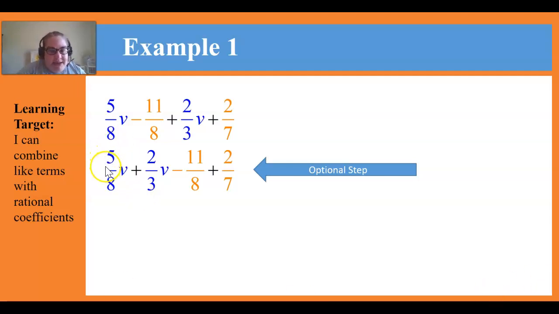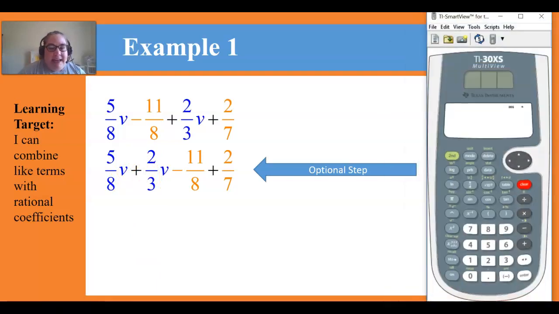So now my next job is to combine the 5/8 v and the 2/3 v. And I really do not want to work and get a common denominator. So what I'm going to do is use my calculator to add just the coefficients, 5/8 plus 2/3. On this calculator, you have a couple choices. The one that I think comes more naturally is typing the 5, and then this n over d key, that is going to take you to a fraction.